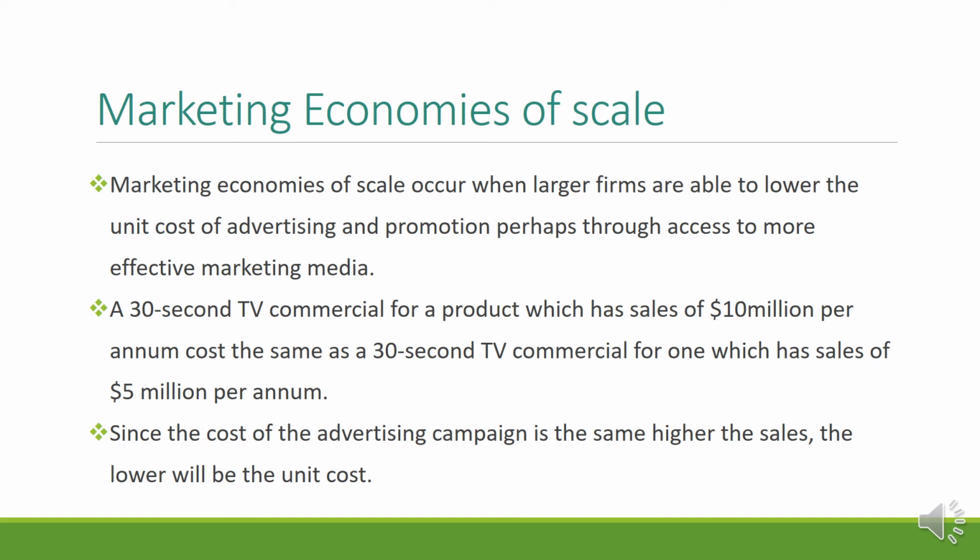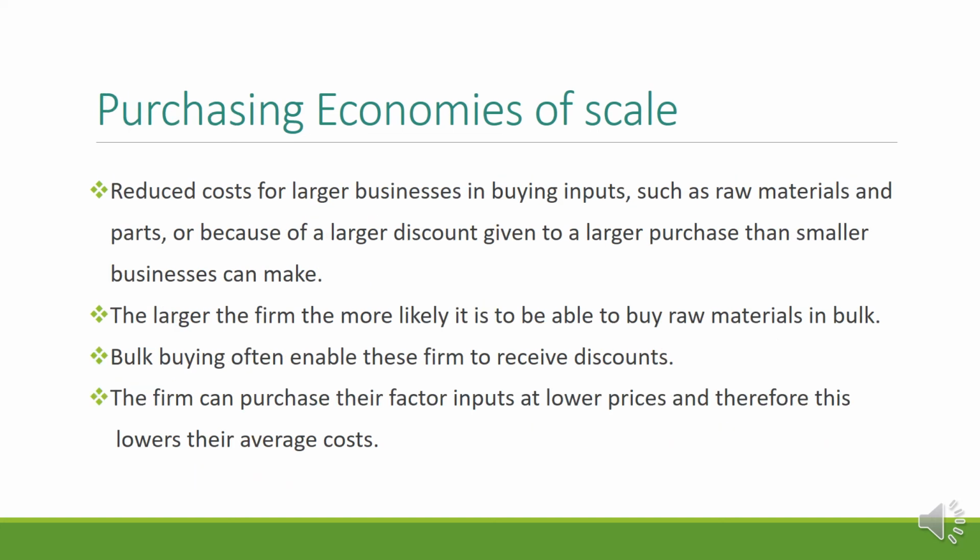Clear? Okay. The next type of internal economies of scale is purchasing economies of scale. We already know that. It is reducing cost for a large business in buying inputs, such as raw materials and parts, because a larger discount will be given to a large purchase than a smaller business can get. For example, one person is purchasing around 100 kg of a product and one person is purchasing 5 kg of a product. Who will get more discounts? Those who are purchasing 100 kg, isn't it?